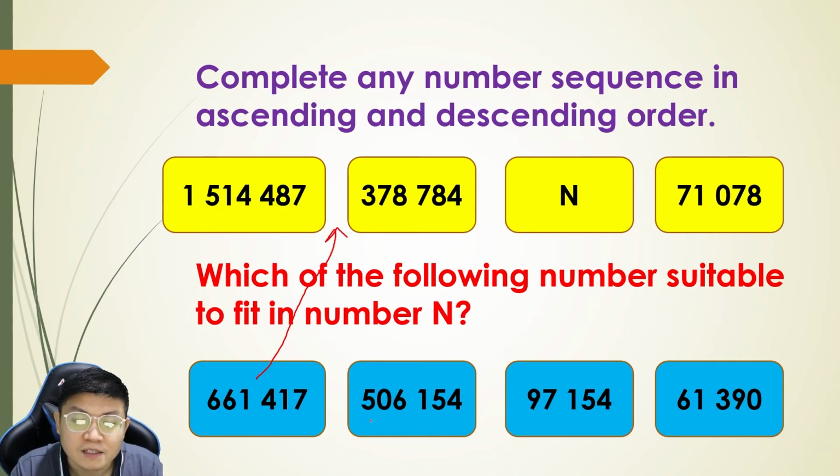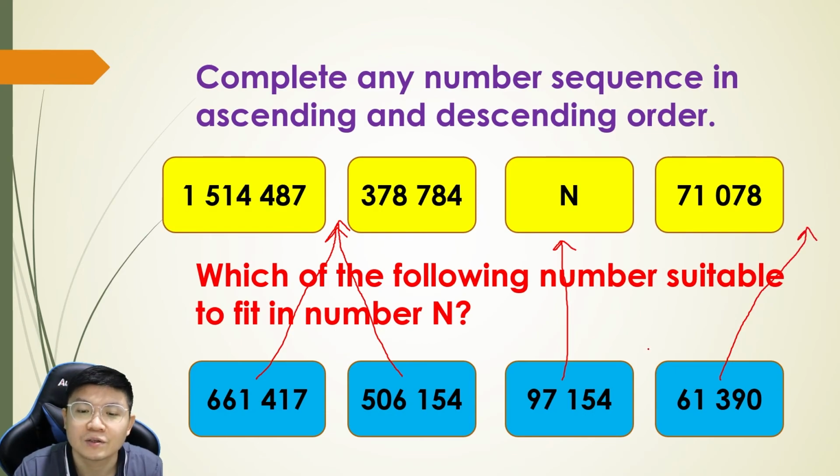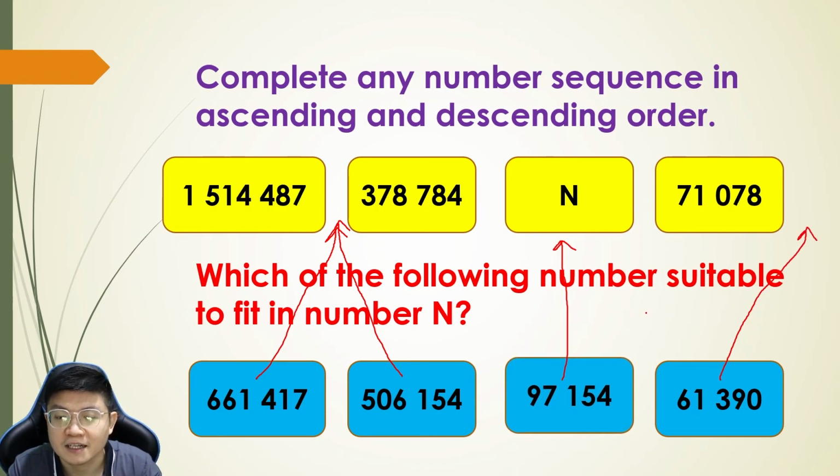So 506,154 also falls between here. Okay. 97,154 is actually less than this, also larger than this. So it might be correct for it to be between here. And the last one, 61,390. Actually less than 71,000. It falls in here. So the suitable number is 97,154.